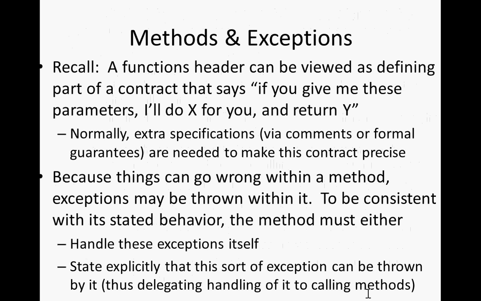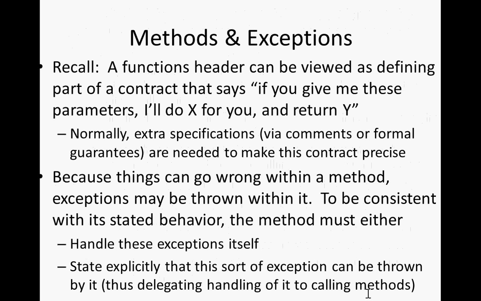Because things can go wrong, sometimes exceptions are thrown. We saw that earlier with the null pointer exception. We frequently want a way to signal something has gone wrong. We don't just want to return a bad value; we want to signal something bad. We talked about this yesterday, and we talked about try and catch: how you could try these things out and then catch exceptions.